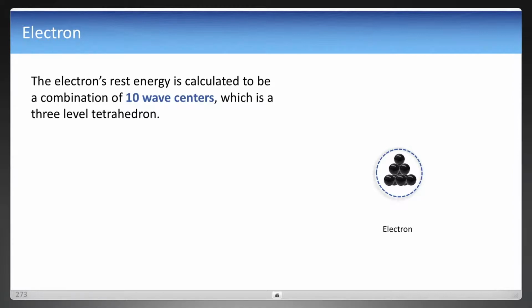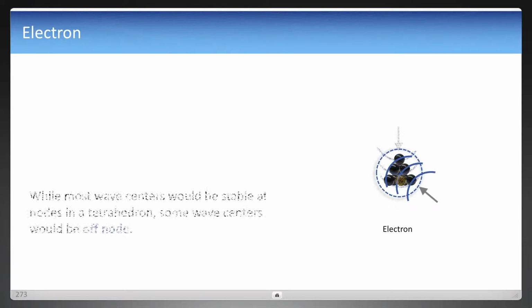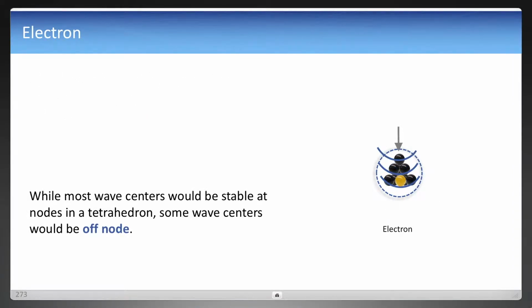Now, the electron is very stable. Right? So what makes it different? In EWT, the electron is calculated to have 10 wave centers, which happens to be a 3-level tetrahedron. And in most directions where waves are, because of the geometry of this, it's going to be stable.